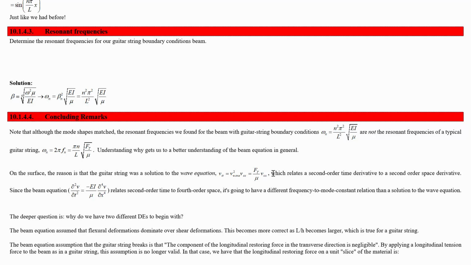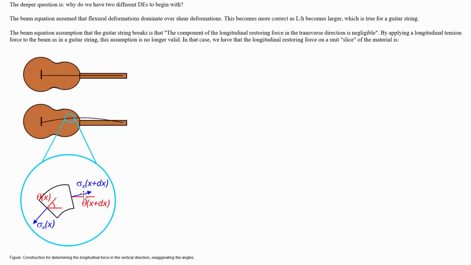A little bit of extra explanation. The wave equation is that the second derivative of v in time is equal to the wave speed squared times its second derivative in space. And this showed up as the response to the guitar string, because what's going on with the guitar string is the restoring force is from tension. Here we have a different restoring force, right?